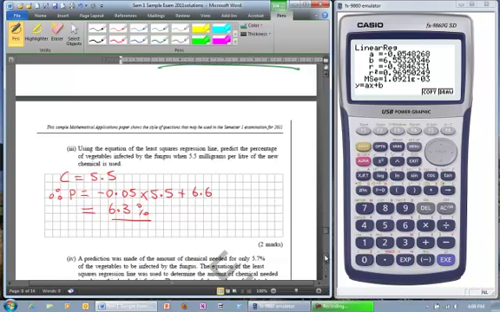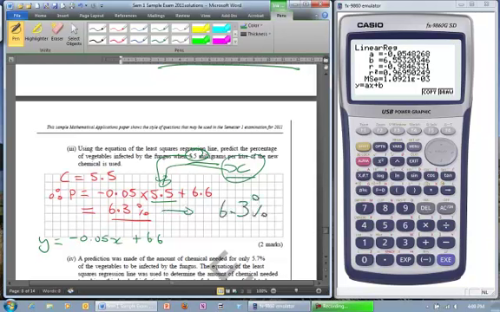Next question says, using the equation of that line, what happens if you've got 5.5 milligrams per litre? So 5.5 milligrams is your x value. All we do is take our equation of the line and replace the x value by 5.5. So our equation is y equals minus 0.05x plus 6.6. Instead of x, we put in 5.5 because that's what the question tells us. We substitute it in and solve it, and it comes out as a percentage, which is 6.3%.